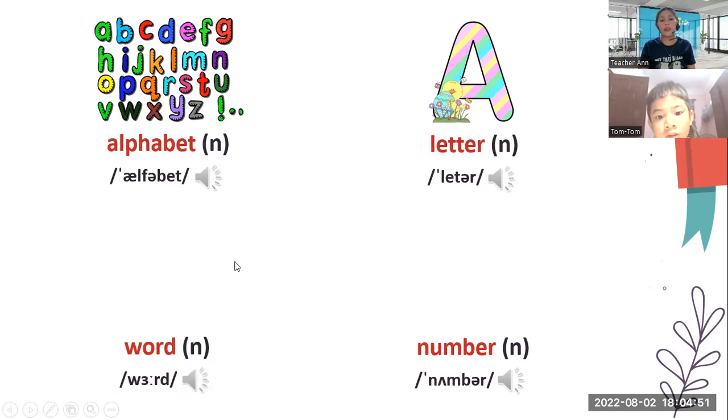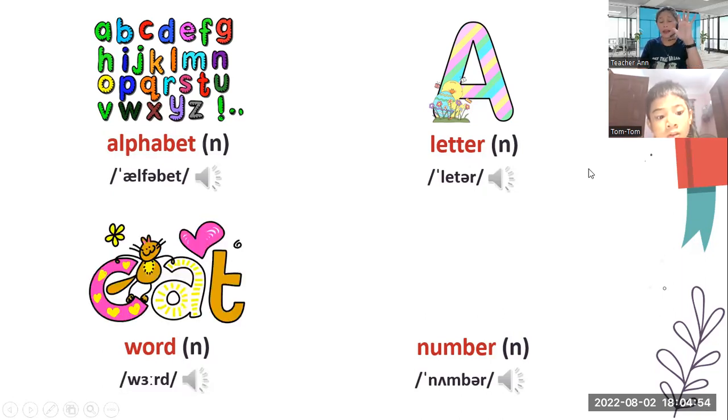So we have here the word. Okay, listen. This is alphabet: A, B, C, D, E, F, G. This one, Tom Tom, is what we call the letter. It's letter A, letter B, letter C. But when you see the word here, it's cat. The word is formed by letter C, letter A, letter T.